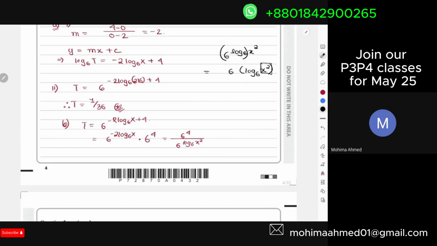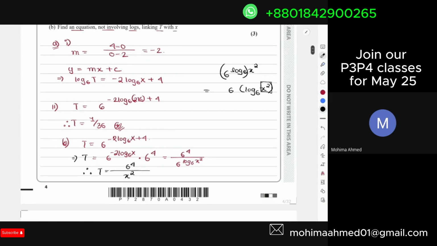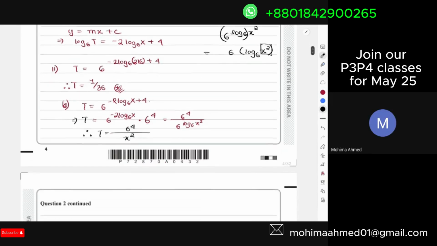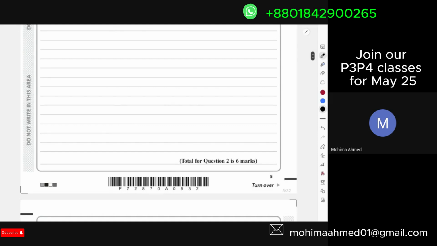So all this time this equation was equal to t. Finally, you can write that t is equal to 6 power 4 divided by x square. That 6 and log 6 cancel each other out, you just get 1 out of that, nothing else. Is this clear, Tamid? Yeah, ma'am. Then this is the equation for t in terms of x. Now let's move on to your next question.